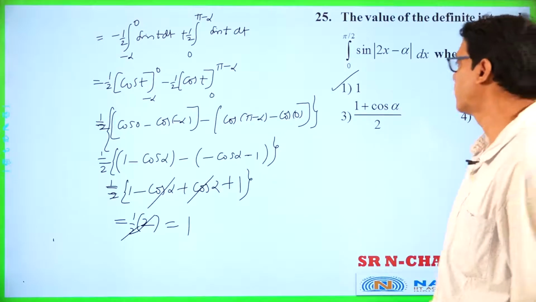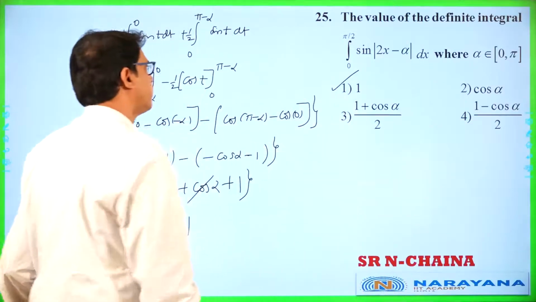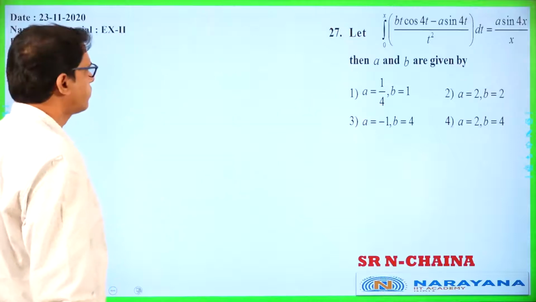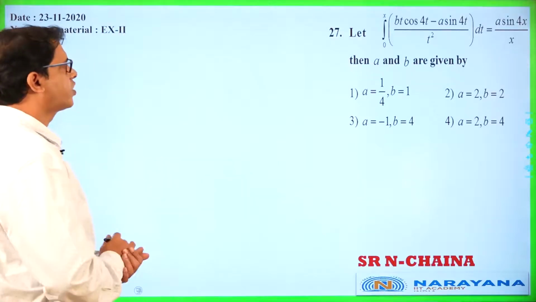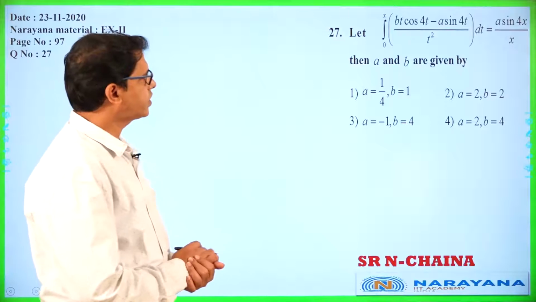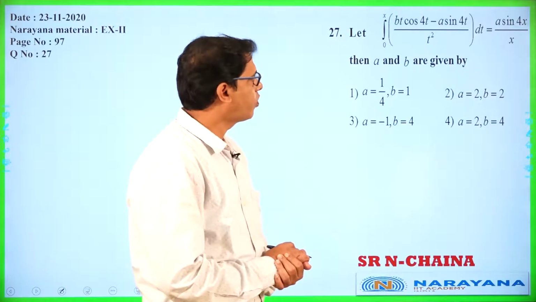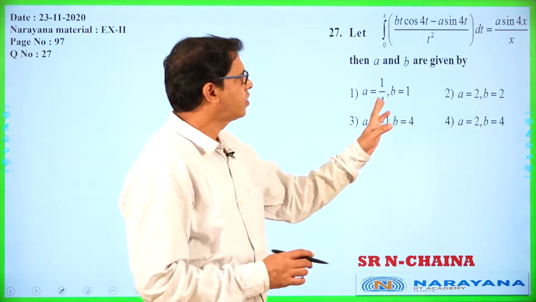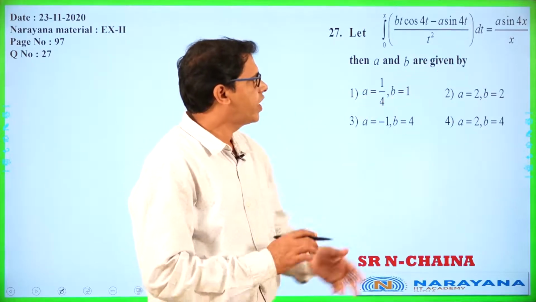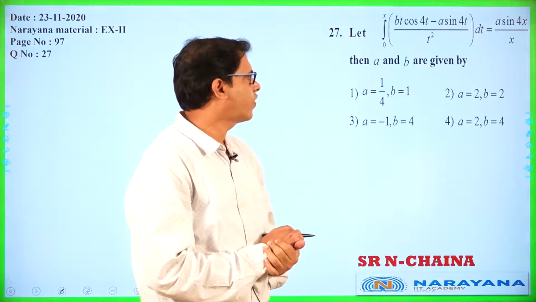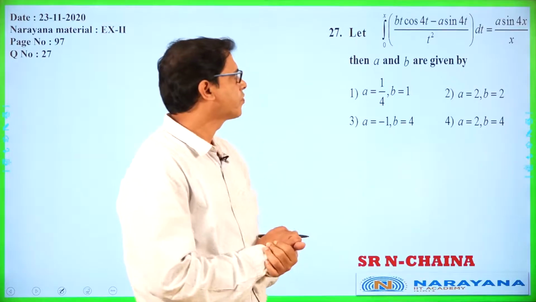Next one. So here what is given? Integral over 0 to x of (bt cos 4t minus a sin 4t) upon t square dt equals a sin 4x by x. Then we have to find the value of a and b.